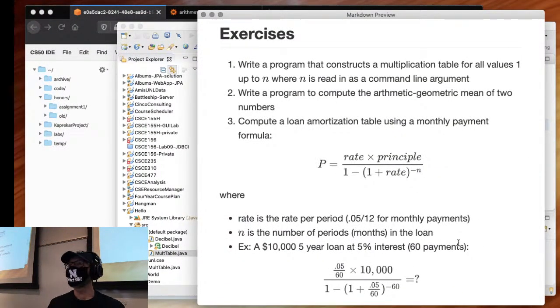Let's do some math. Write a program to compute the arithmetic-geometric mean of 2 numbers. So hopefully everybody knows what the arithmetic mean of 2 numbers is. A and B, you add them together and divide by 2.